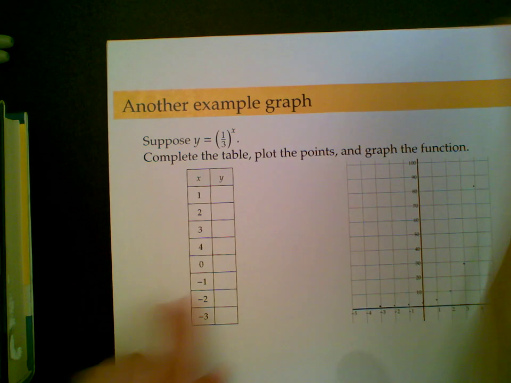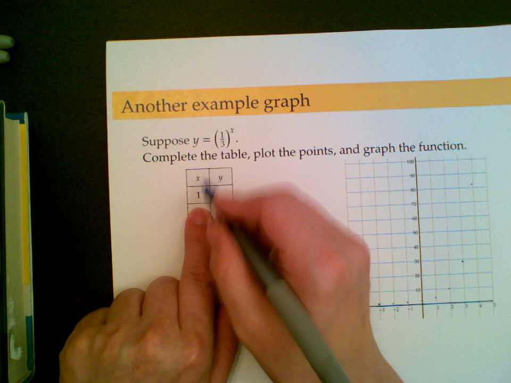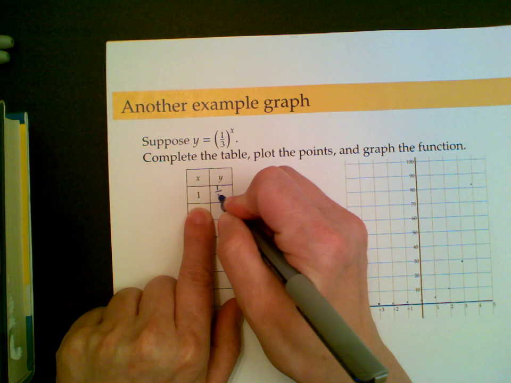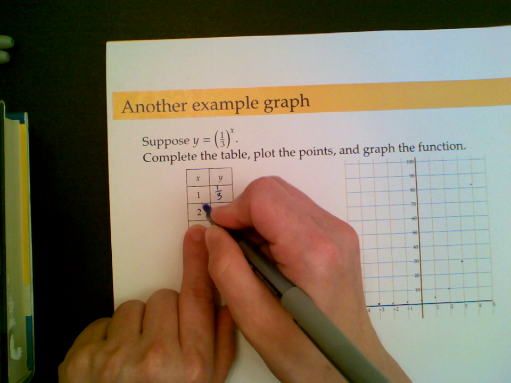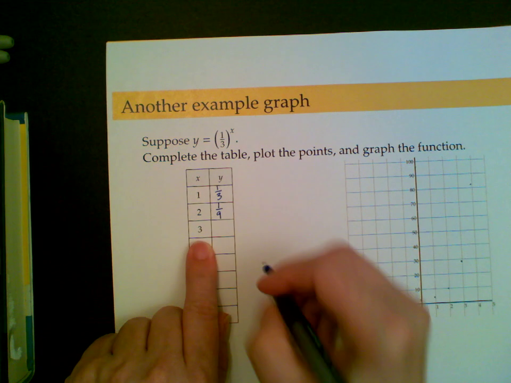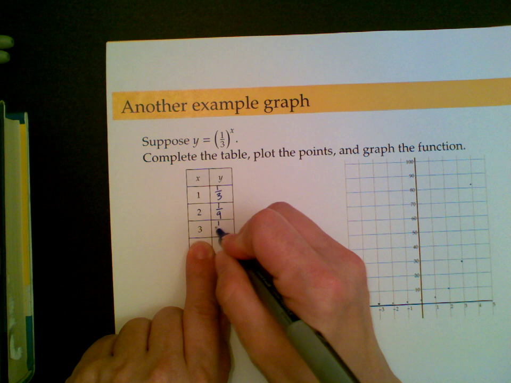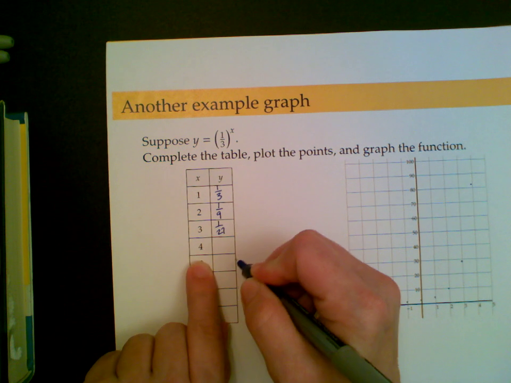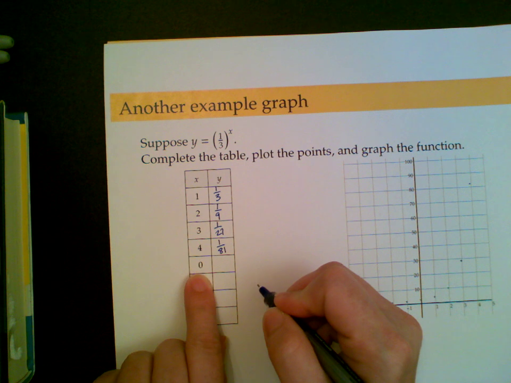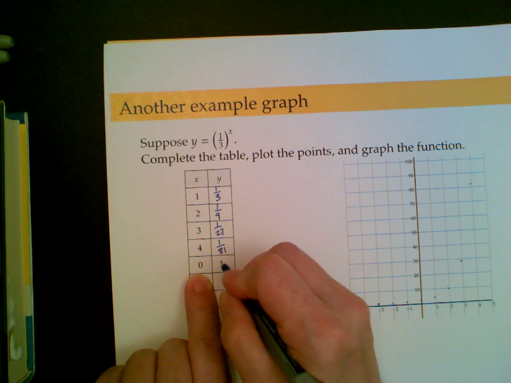So if x is 1, 1/3 to the 1 is 1/3. 1/3 squared is 1/9. 1/3 cubed is 1/27. 1/3 to the 4th is 1/81. 1/3 to the 0 is 1.